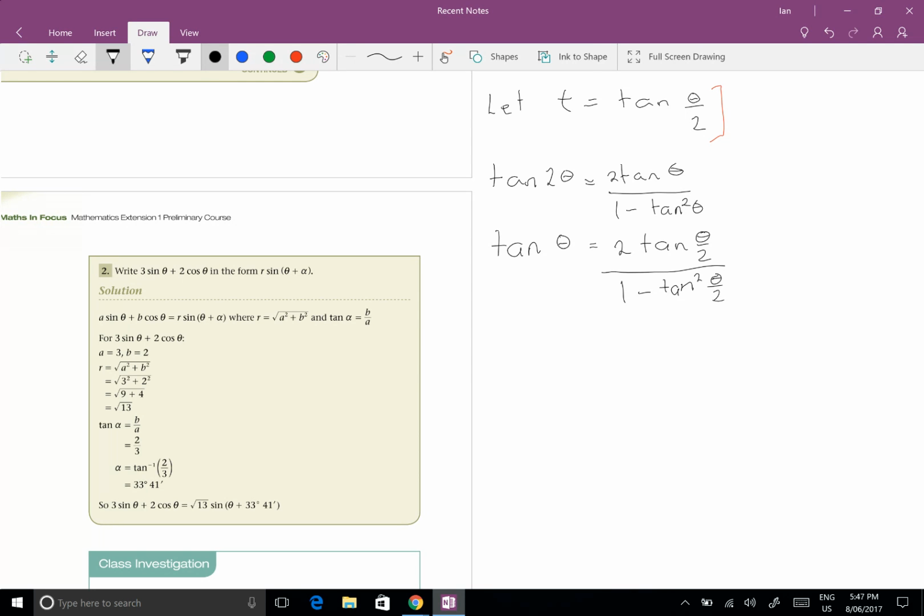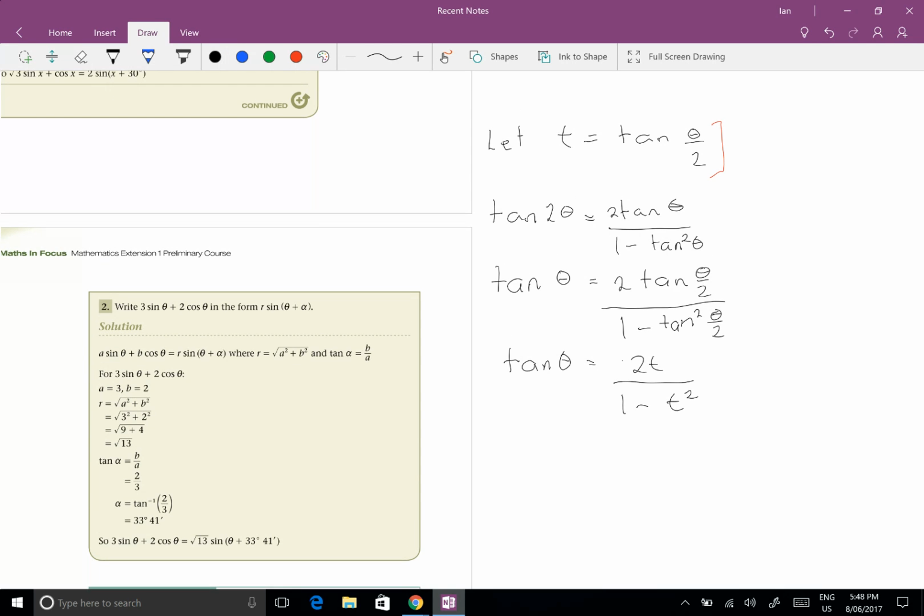Yeah. So now we can just put t everywhere we see tan theta on 2. So tan theta equals 2t on 1 minus t squared. All right, well, that's pretty easy. But how does that help us with sine and cos?